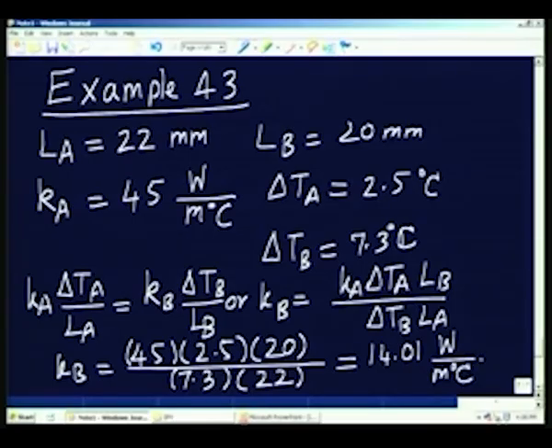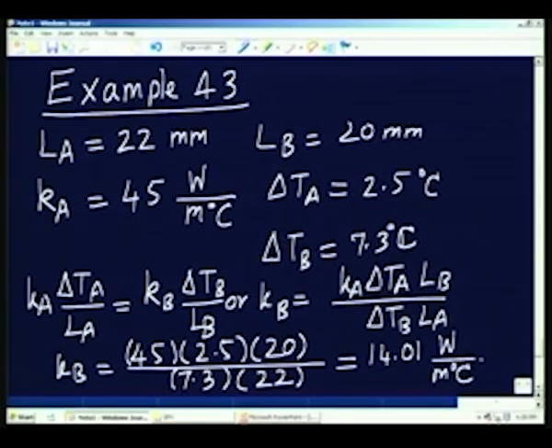It could have been easily visualized. The La and Lb are very close to each other, 20 millimeters and 22 millimeters, more or less equal, slightly different. Delta Ta is smaller than delta Tb. Therefore, we expect the thermal conductivity of the second specimen to be lower than that of the standard reference material, which is very clear.